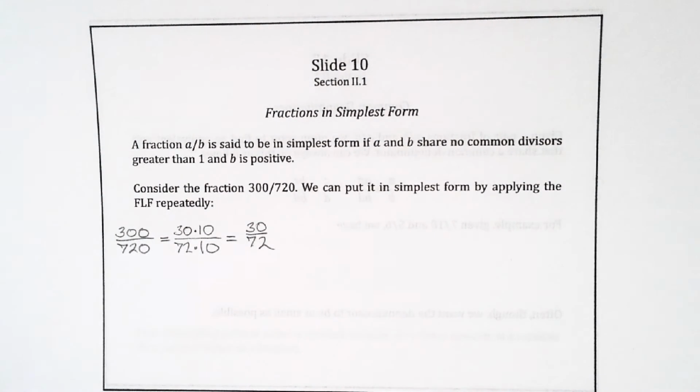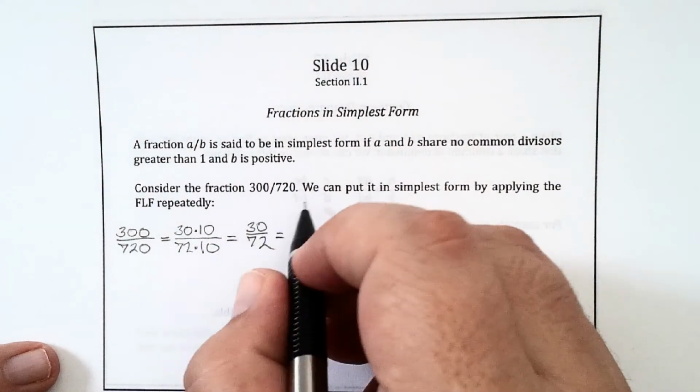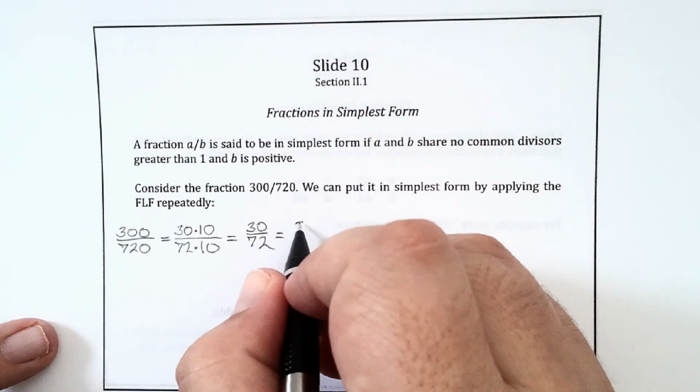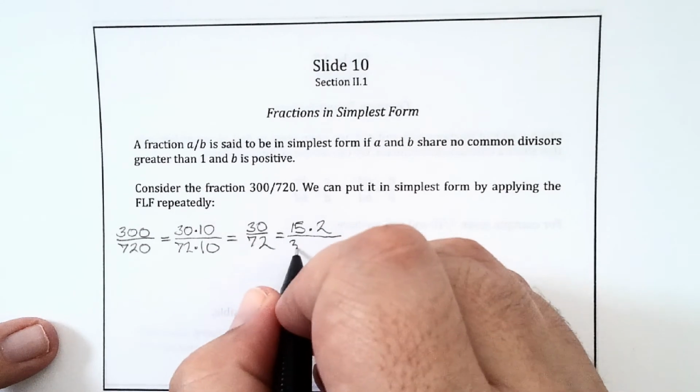Now let's see. 30 is 15 times 2. 72 is 36 times 2.